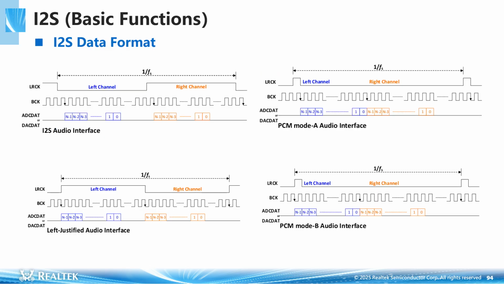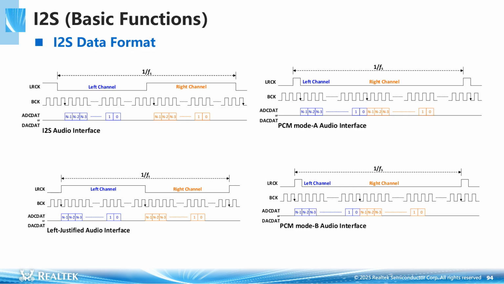This page introduces the data formats for I2S. When the transmission format is I2S format or left-aligned format, LR clock is used to distinguish between left and right channels. For I2S format data, the MSB is always transmitted on the second bit clock pulse after the LR clock changes. For left-aligned data, the MSB is always transmitted on the first bit clock pulse after the LR clock changes.